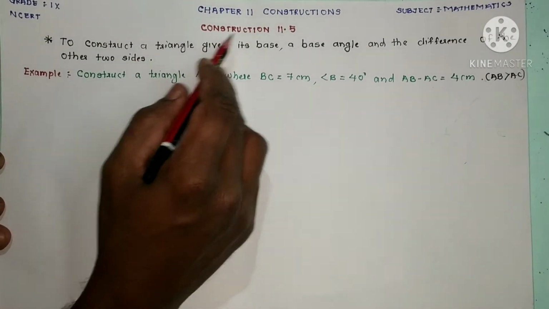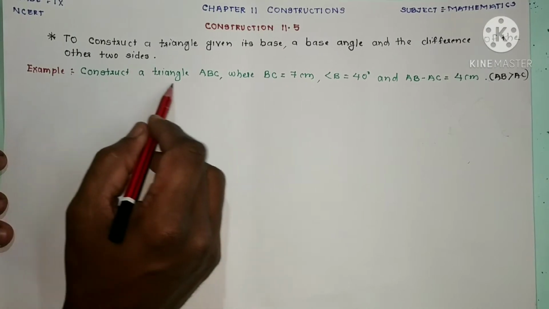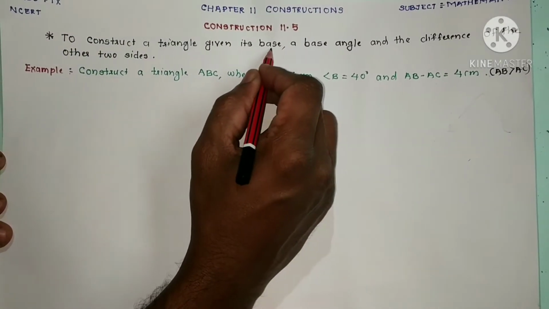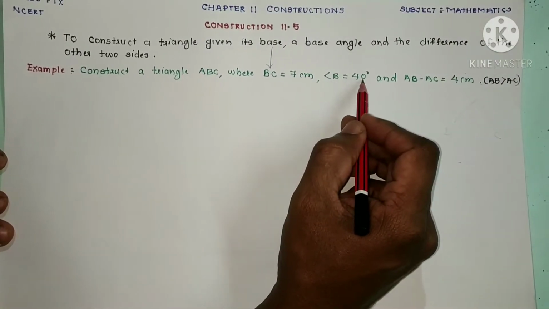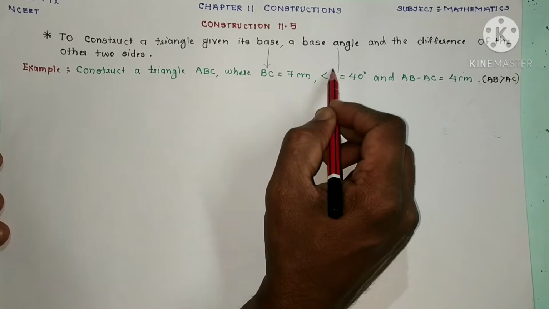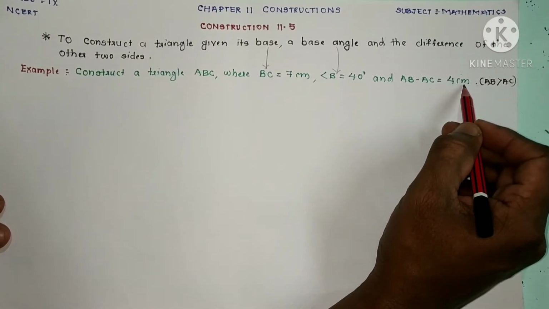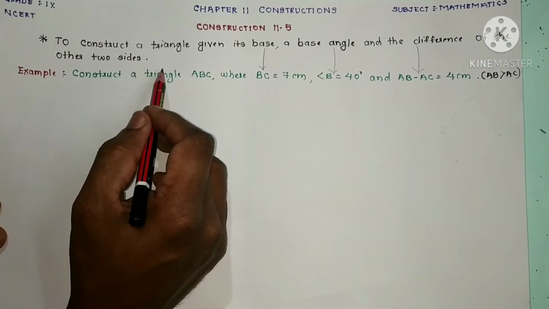So for this construction 11.5 I have taken one example. Construct a triangle ABC where BC is equal to 7 cm. So this is base BC. Angle B is equal to 40 degrees. This is the base angle. And AB minus AC is equal to 4 cm. So this is the difference of the other two sides.